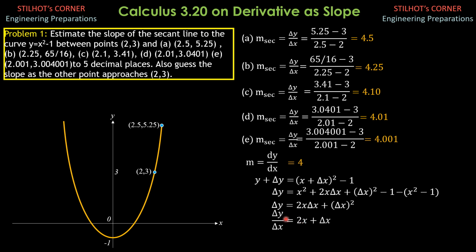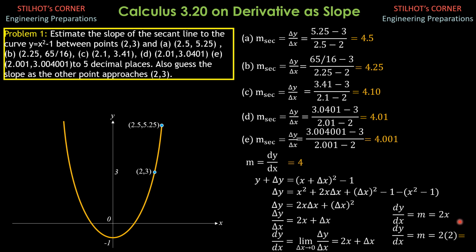Then evaluate the limit of delta y over delta x as delta x approaches 0, and it is equal to 2x because delta x approaches 0. So dy dx, the slope of the tangent in general, is 2x. And since the value of x is 2, because this is the point of tangency, the slope is indeed 2 times 2, so it is 4.